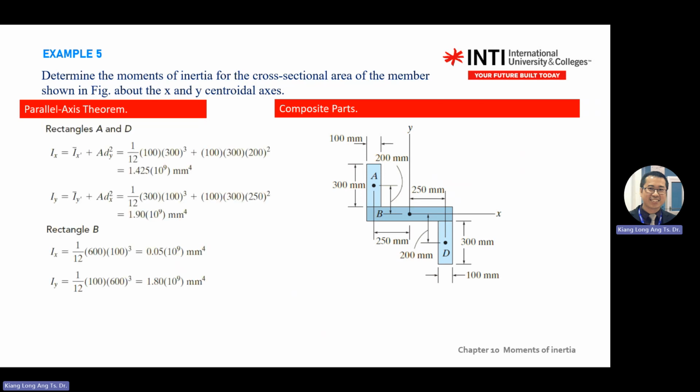The rest is the substitution. So for rectangular A and D, you see the equation. A and D are away from the x-axis, so for Ad squared, the distance is the same, 300 mm, so you can combine the two. This one, rectangular shape, 1 over 12 bh cubed, base and height. A is the area of this segment. D is the distance from the x-axis.